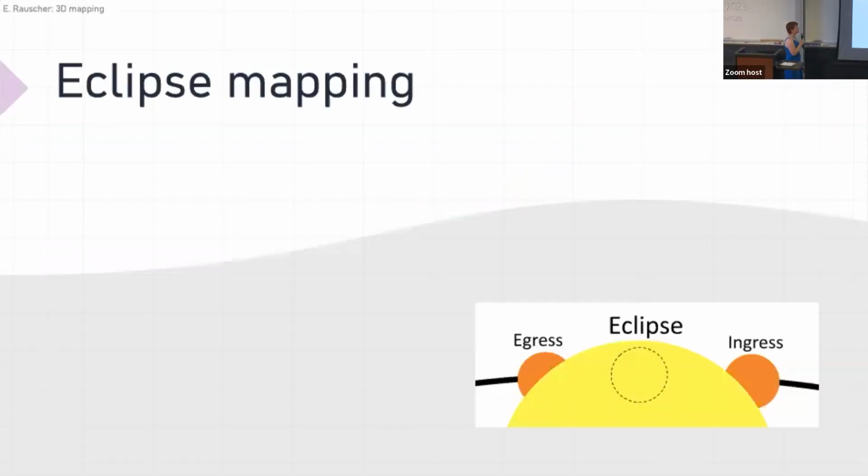Okay, so eclipse mapping we'll start with. It's slightly older in exoplanets than transit mapping. Also, transit mapping isn't even a term people are using. I just decided it's the helpful term to use in this talk. We do use eclipse mapping.